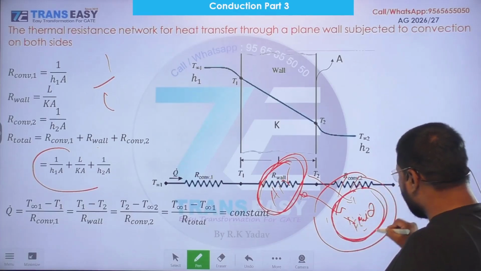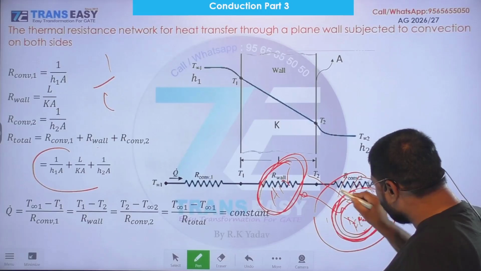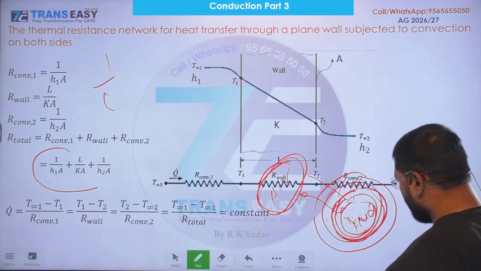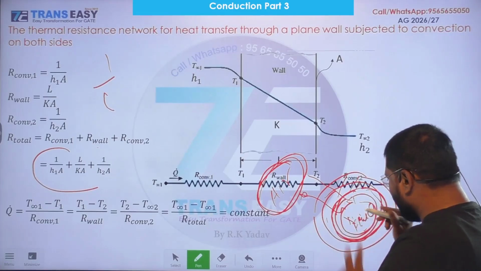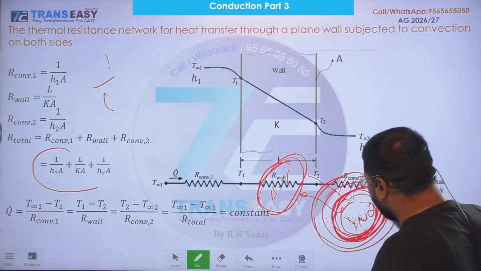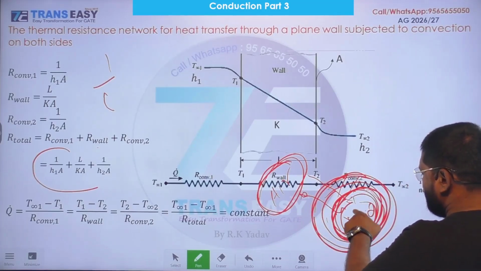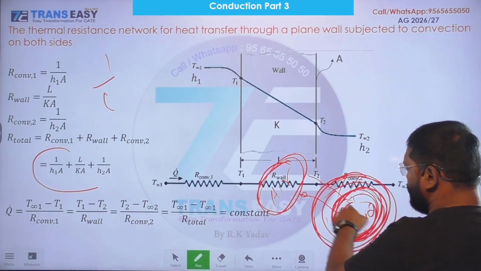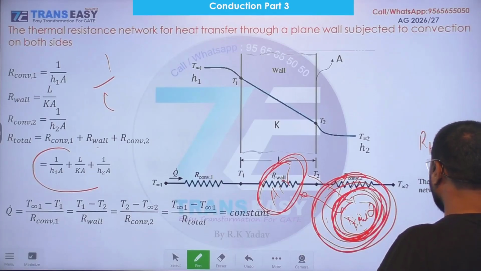So friends, here heat transfer area is varying in the direction of heat transfer. We have two known heat transfer areas, inner surface area of the pipe and outer surface area of the pipe. So count total thermal resistance from inner space to outer space. This is R total.